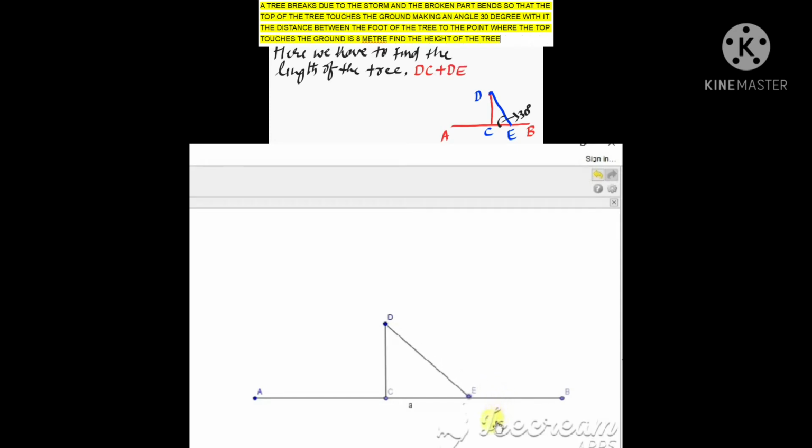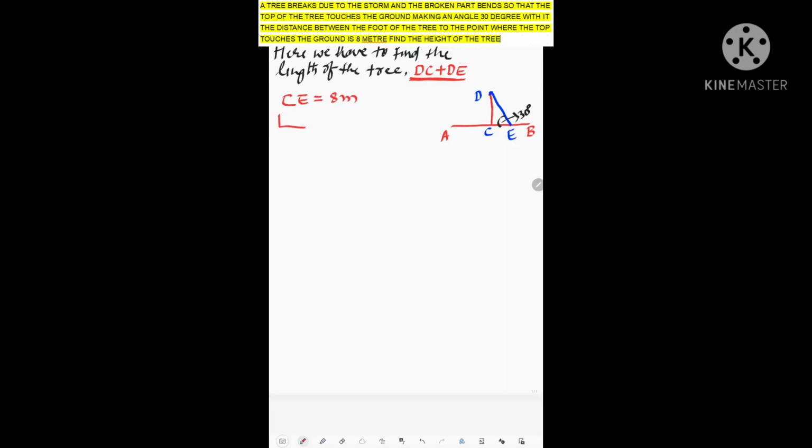First you read the question. E is the point where it touches the ground. Now we have to find the total height of the tree, which is DC plus DE, because DC and DE are the two parts of the tree. CE is 8 centimeter and angle DEC is 30 degree. Now we have to find DC and DE. The sum of DC and DE is the total length of the tree. According to the question, we have to find the length of the tree.